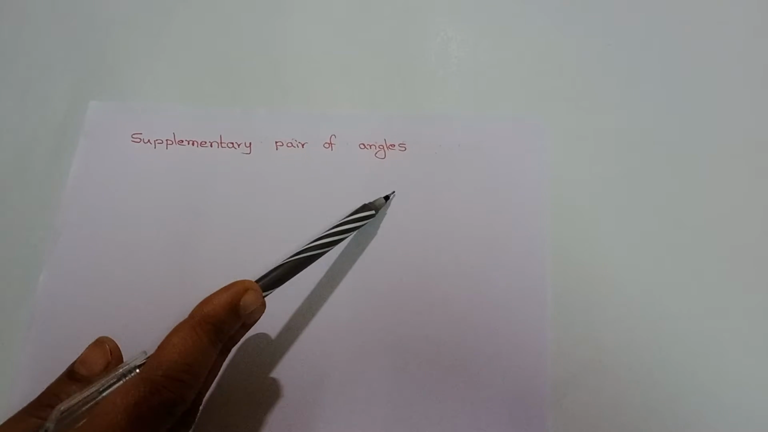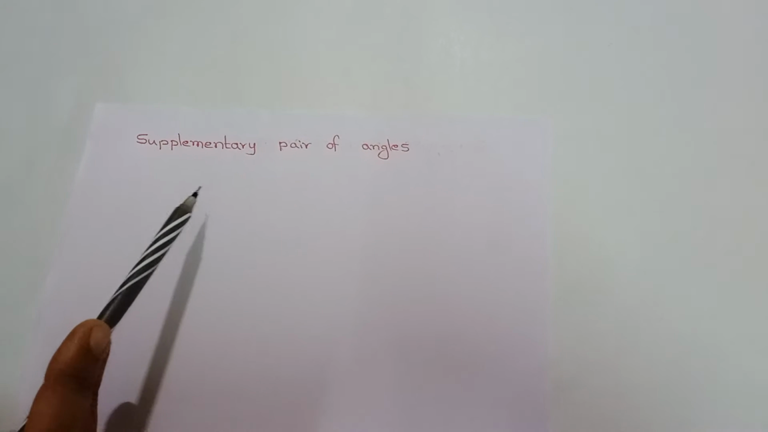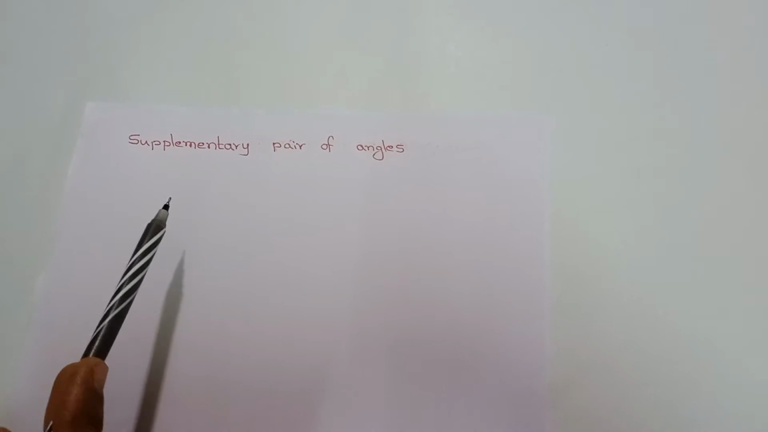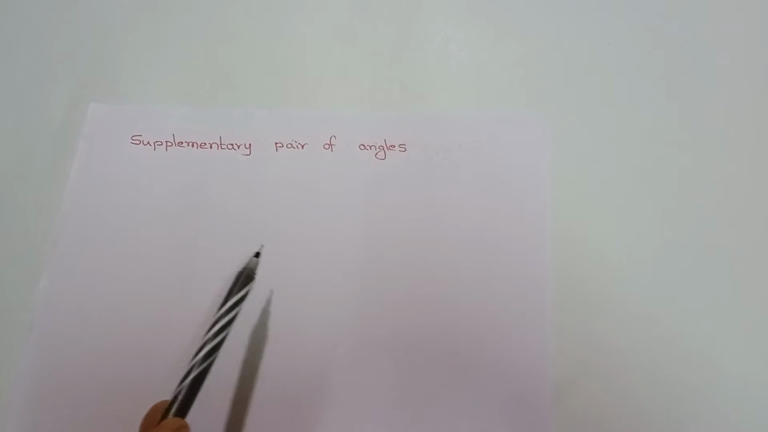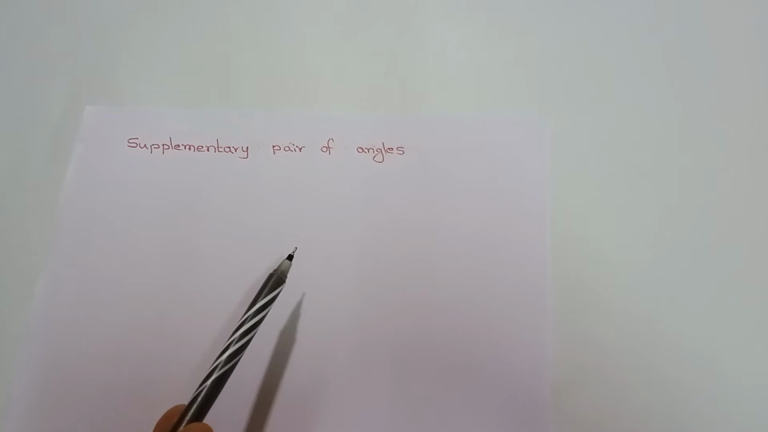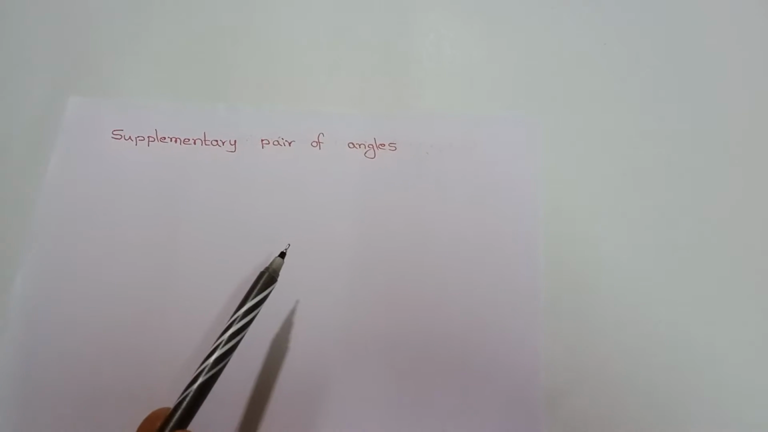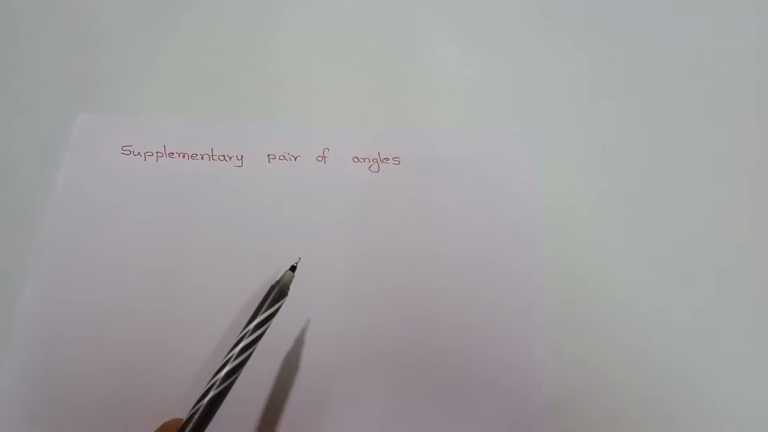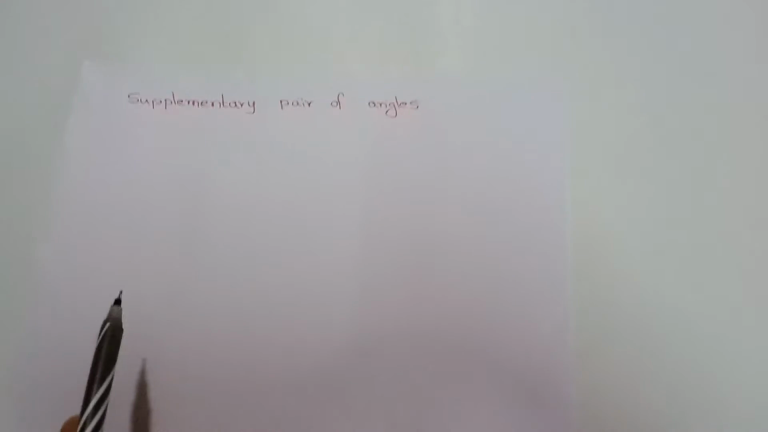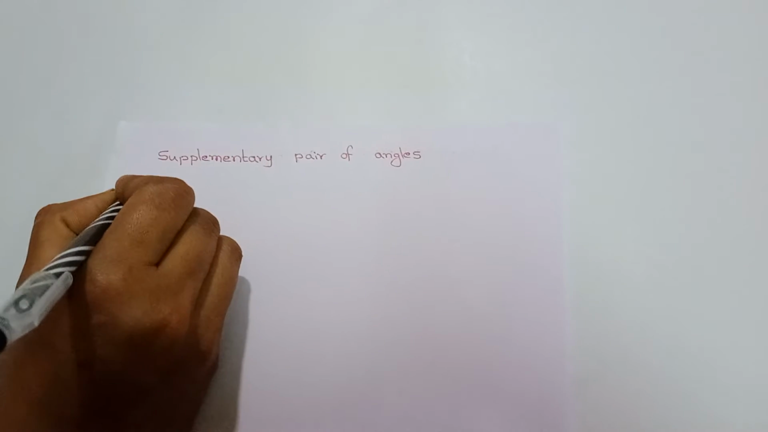Make supplementary pair of angles. Supplementary means if the sum of two angles is 180 degrees, then the angles are called supplementary angles to each other. Okay, do you understand? Note down, children.